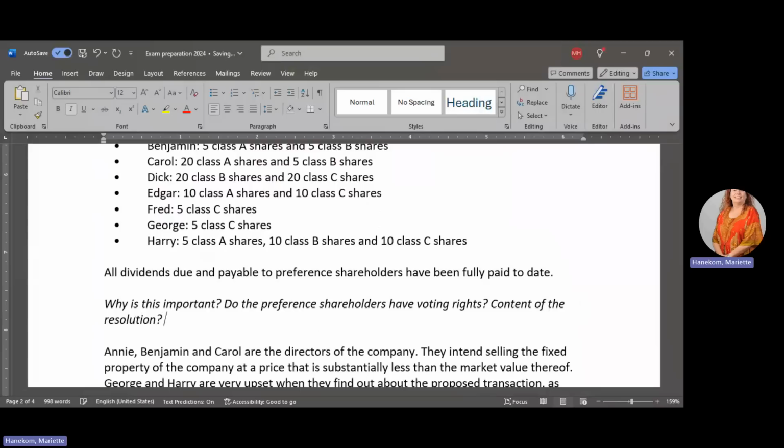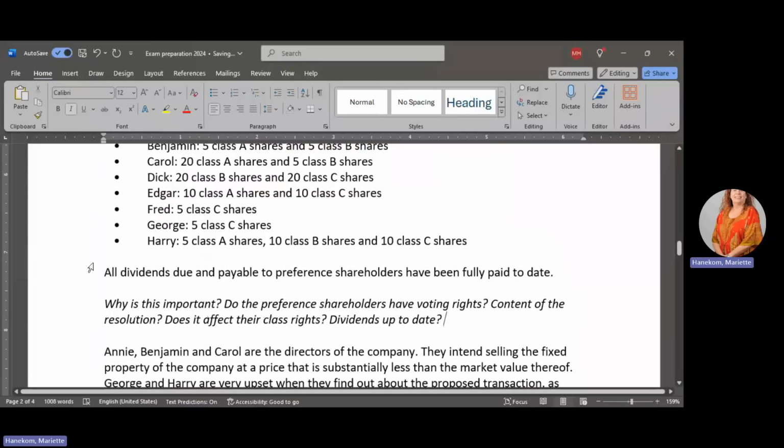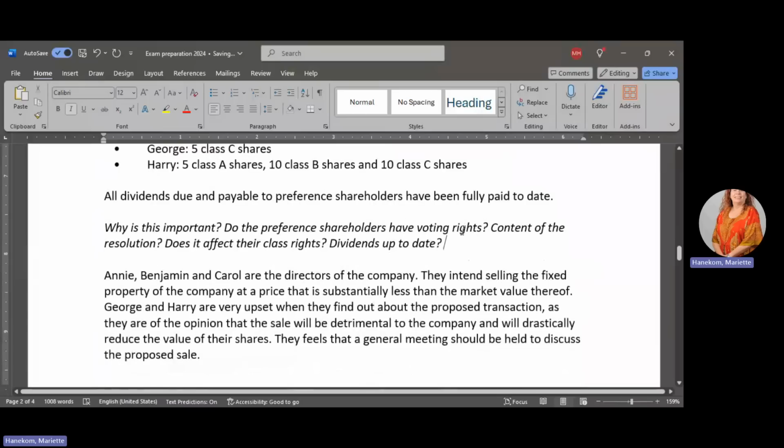Content of the resolution. Does it affect their class rights? And also, are their dividends up to date? There, I've told you all dividends have been fully paid up to date. Can't, at this stage of reading through the question, answer the first question because we haven't got to what they are voting about yet.